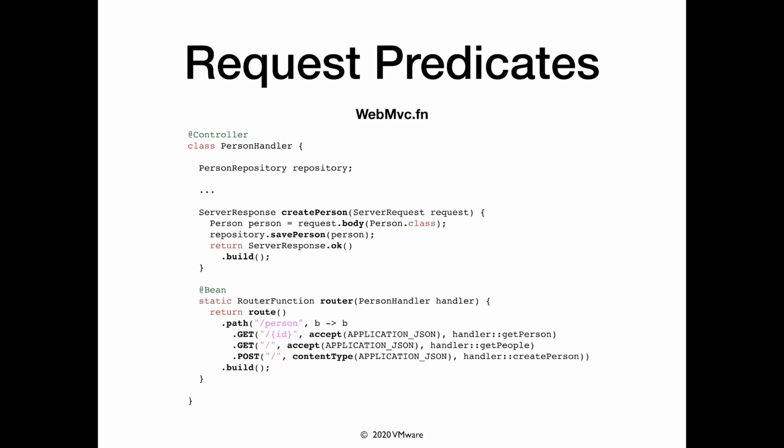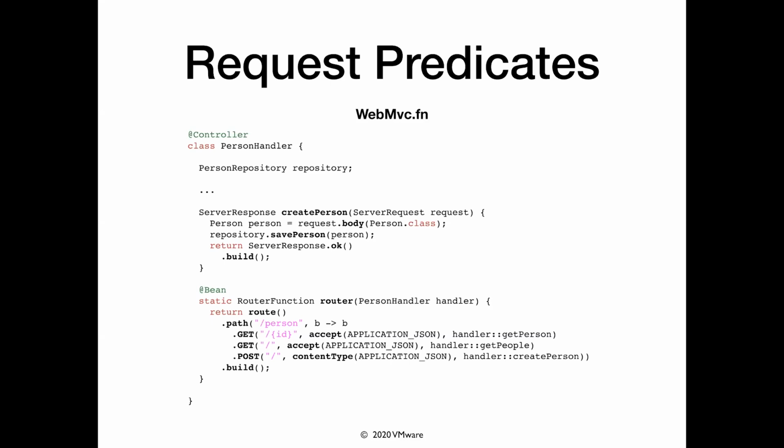Well, let's look at another example here. I'm starting off with WebMvc.fn. I added a create person method to show you how you can also do uploads, right? So here we have a server request, a create person method where we say request, and then given the body, convert the body into a person. That's probably going to be JSON, right? Deserialize it, save it in a repo, and then return an OK response.